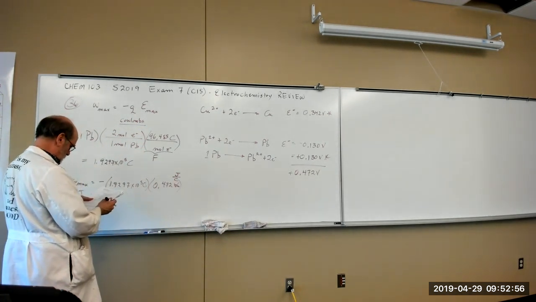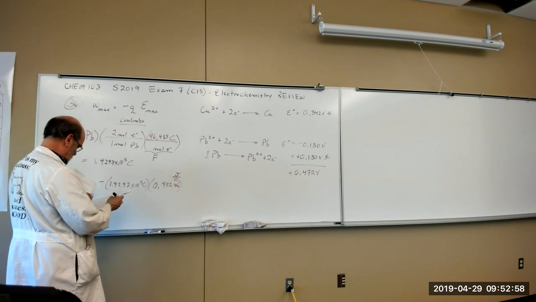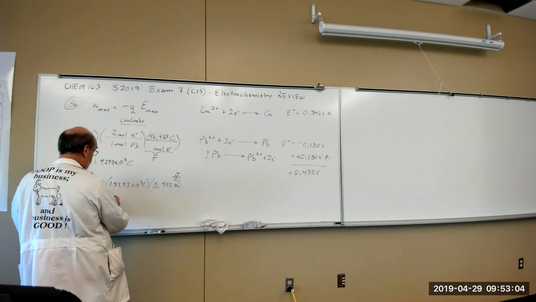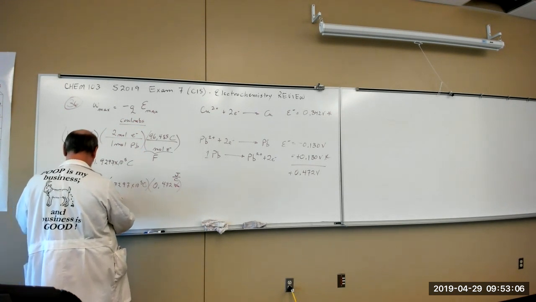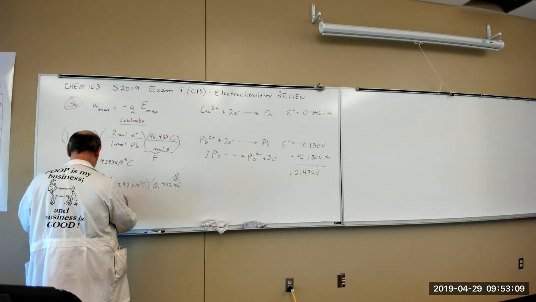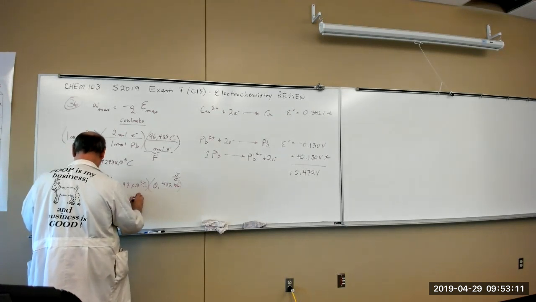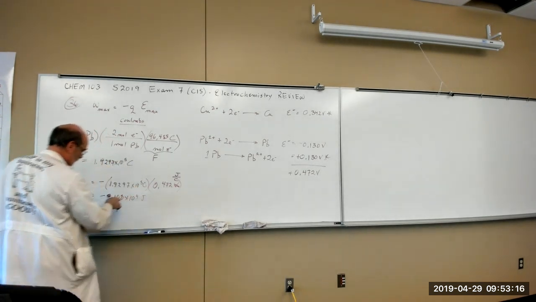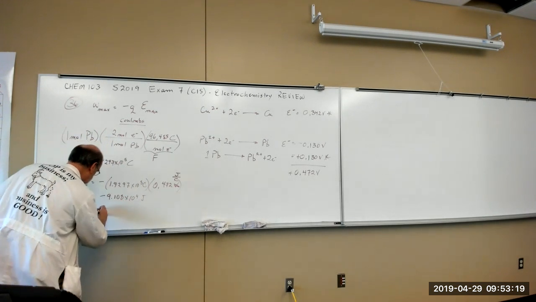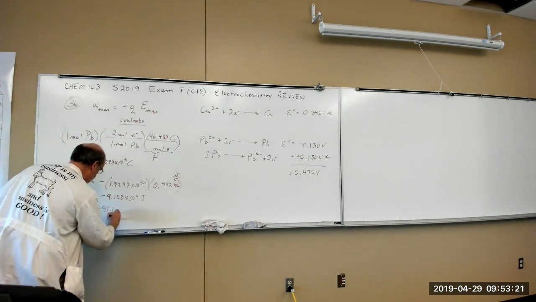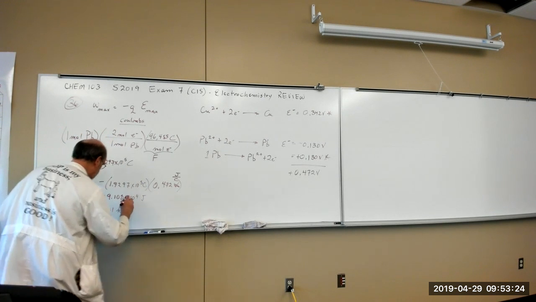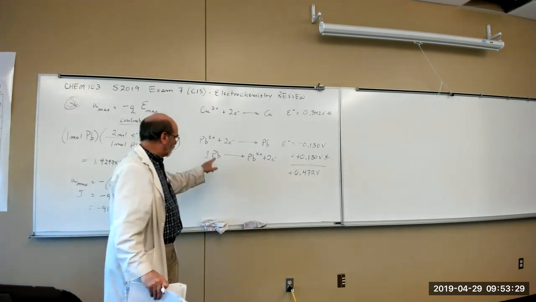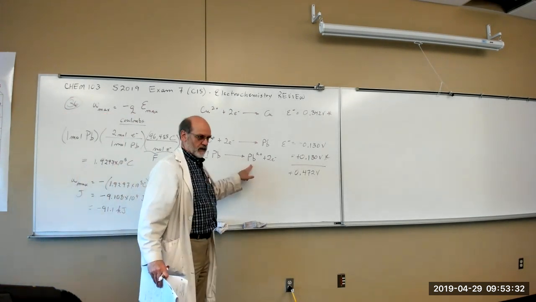So volts is actually equal to joules per coulomb. And the answer is in joules, and none of the answers match that, so you have to convert it to kilojoules. And our Q is charge in coulombs. So that's the maximum amount of work you can get from this cell when 1 mole of lead is converted to lead ions.